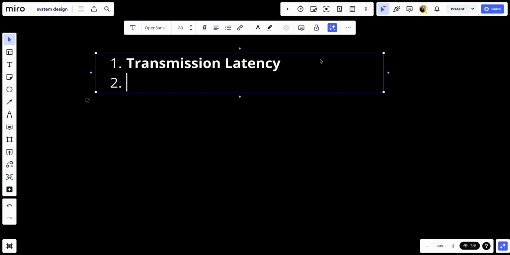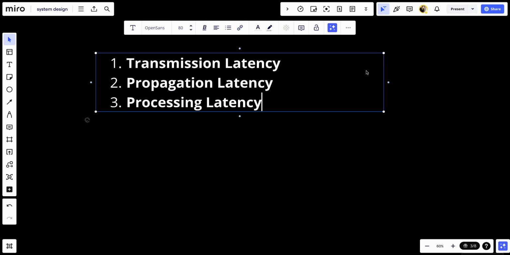Second thing we want to talk about, the propagation latency. This refers to the delay caused by the length of the physical path through which the data must travel. Essentially, it's a function of distance and the speed of light in the medium used for data transmission.